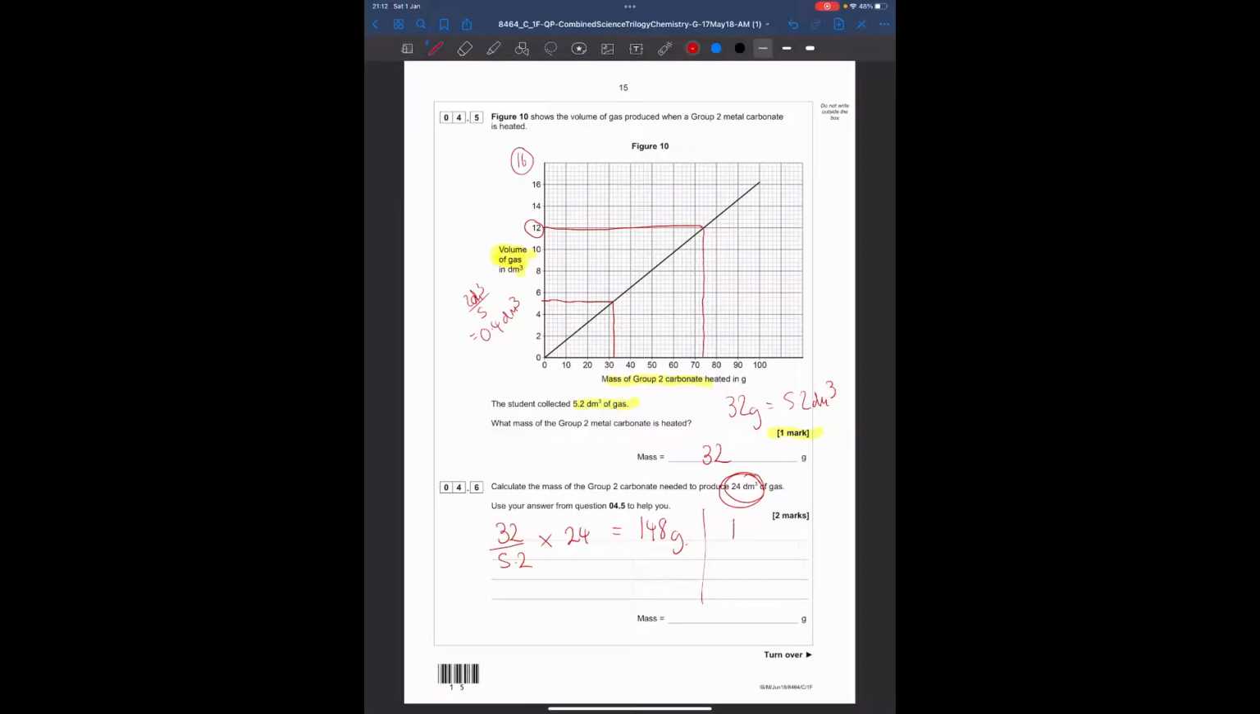So to make 12 decimeter cubed of gas, you've got 74 grams. Therefore, to double it, to make 24 decimeter cubed, you would need twice the amount of grams, which is 148 grams again. So your answer is 148. Doesn't matter how you get to 148, but that gets you the 2 marks.